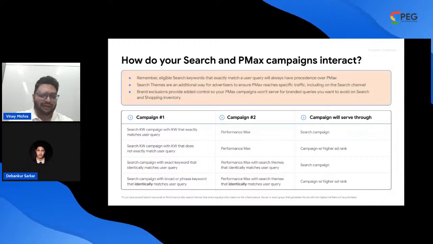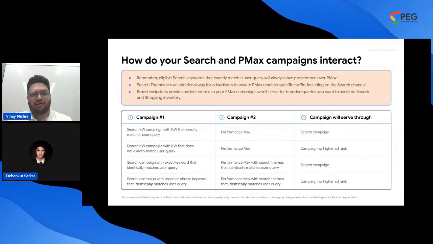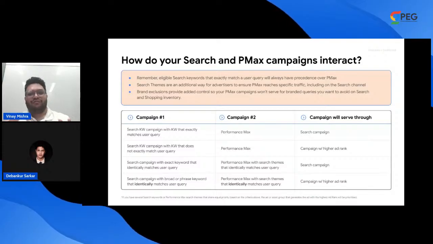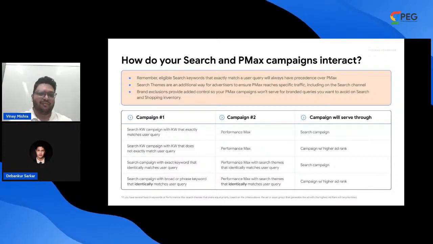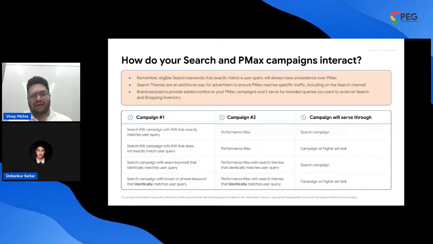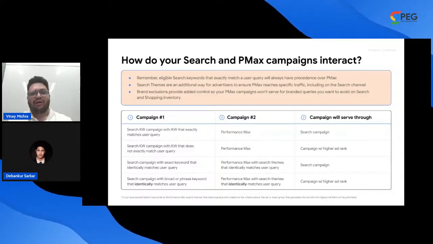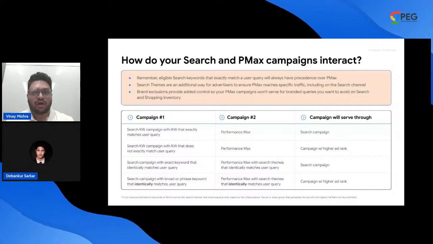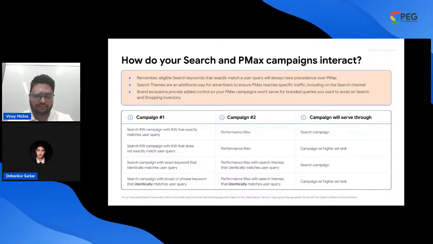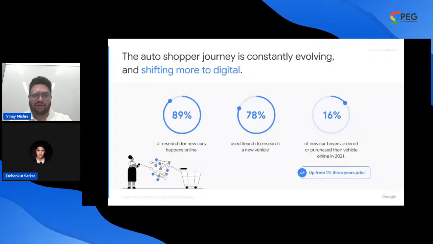And in the last use case that you're seeing here, where we are talking about a search campaign with a broad or phrase match keyword that identically matches the user query, and you also have search themes that identically match the user query, in this case as well, the campaign with a higher ad rank will participate in the auction. I hope that is clear for you.